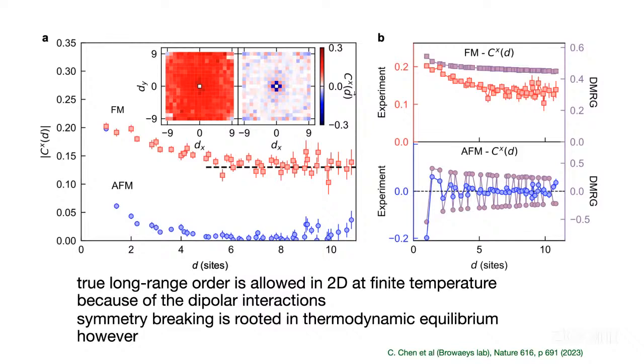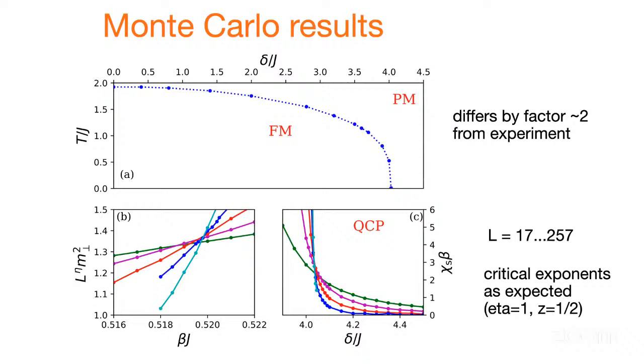DMRG calculations for the ground state do predict some plateau like this. However, the value is much higher. It's actually almost 4 times higher. So I looked at this with Monte Carlo simulations. First of all, I do a finite size scaling analysis, and I look at the thermodynamic limit.